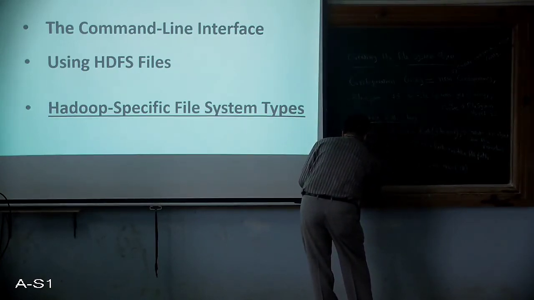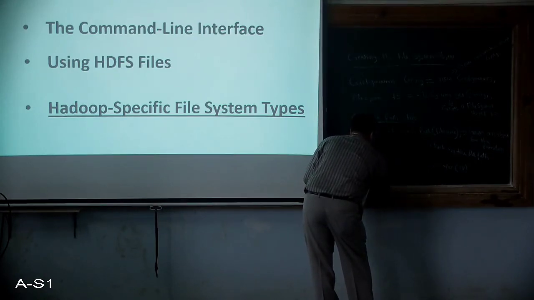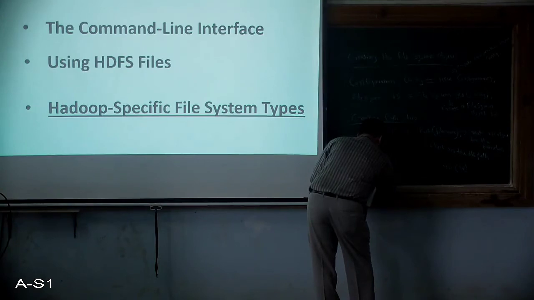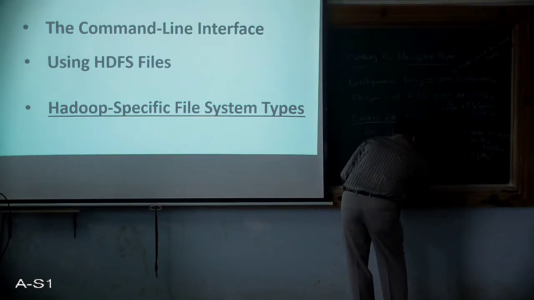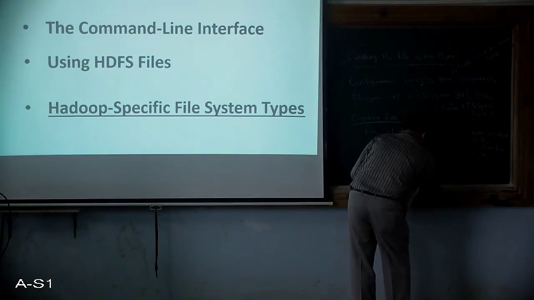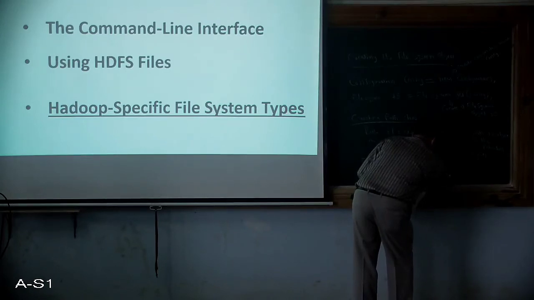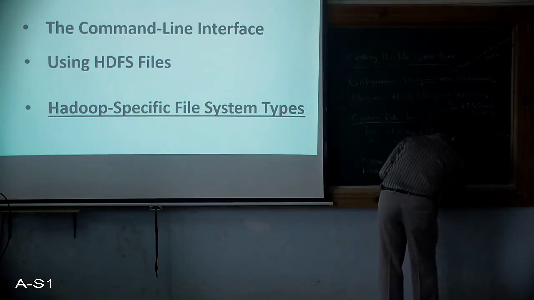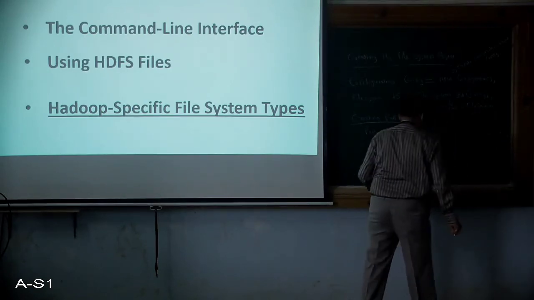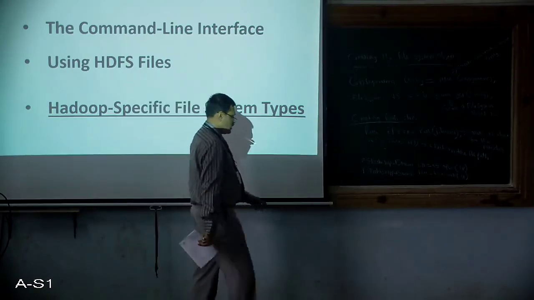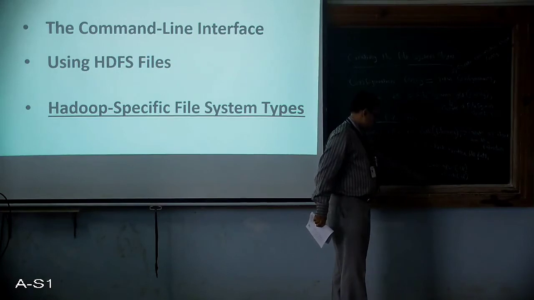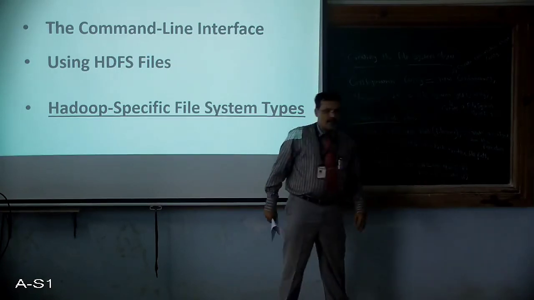Then similarly, FSDataOutputStream, we can call this object fout, fs.create, which is used to create a new file or write onto that particular file. FSDataOutputStream fout = fs.create(fp).